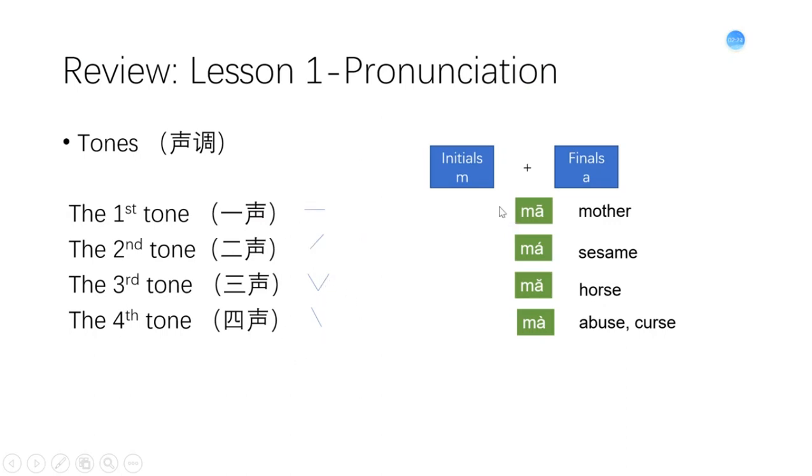So here we got an example, initial m, final a, and they spell together, right? They spell together under different tones. So here we got ma, ma, ma, ma. Okay, and different tones may have different meanings. So that's why tones are so important in Chinese, right? This is what we learned in the last lesson.